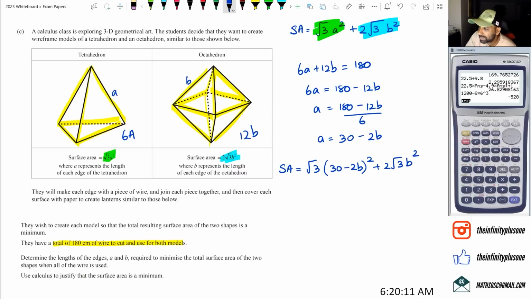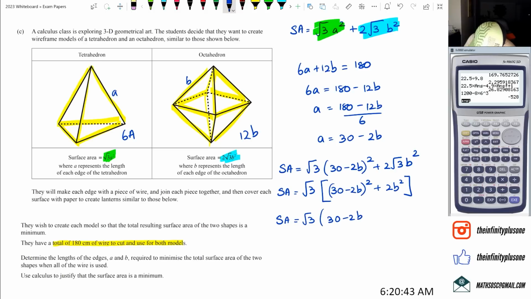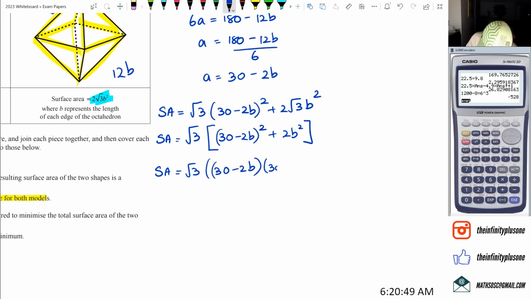So what I'm going to do, just to make things a little bit easier for me, is, well, no, I need to expand the brackets. I don't think I can get away from this, but one quick way I could do it is take out square root of 3 as a common factor. Then I've got 30 minus 2b squared plus 2b squared. I'm going to expand the brackets, simplify it, and then bring the square root of 3 back in again. So surface area is square root of 3. I've got 30 minus 2b squared, which means I'm going to get 30 minus 2b plus 2b squared.